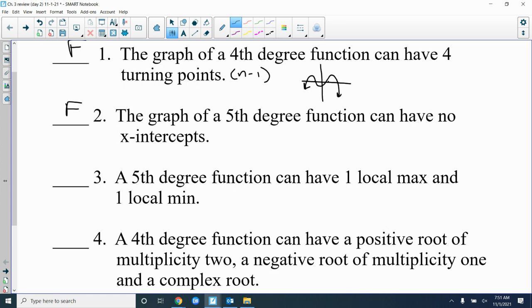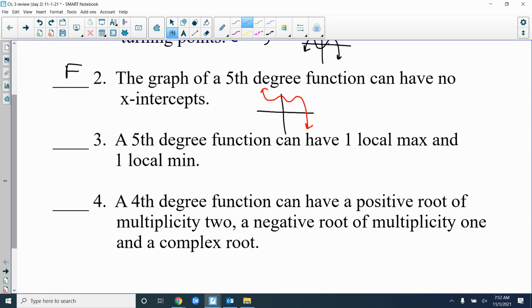What is the end behavior of a fifth degree function? Do they both go the same way or do they go opposite ways? They have to go opposite ways. Well, let me draw it differently than that. Since they're going opposite ways, at some point it's going to have to cross the x-axis. It has to, because it goes from negative infinity to positive infinity. That would be true for any odd degree function. Any odd degree function is going to open up opposite ways, so it has to hit the x-axis.